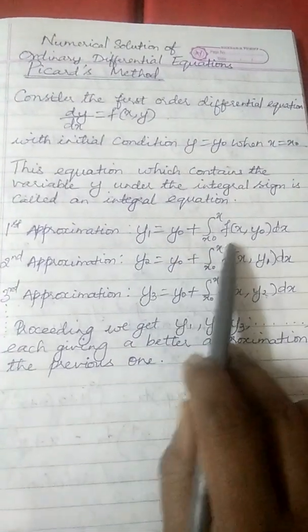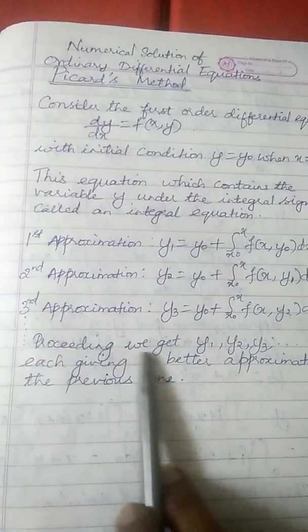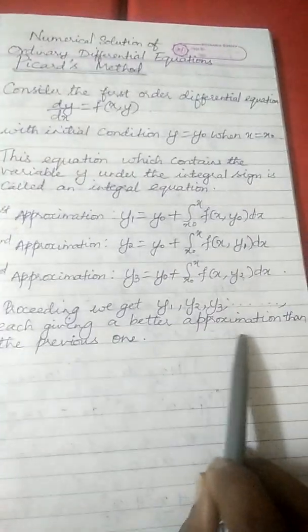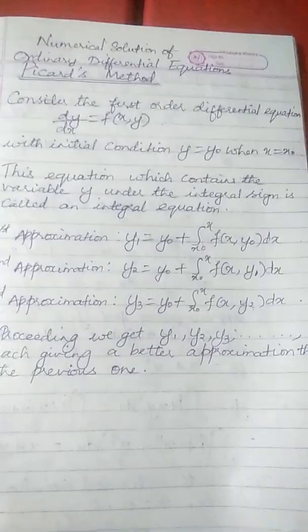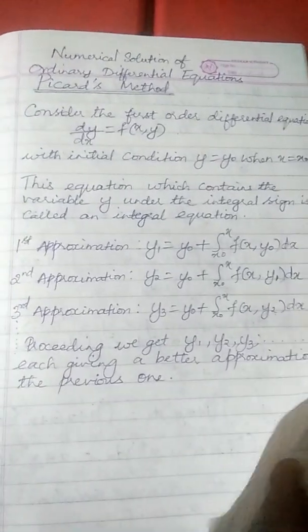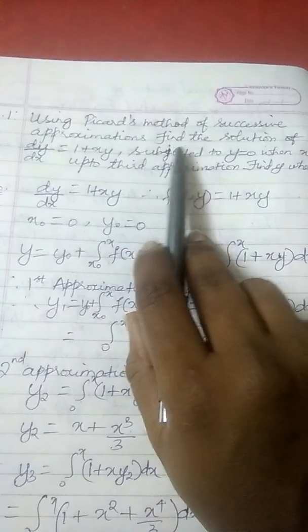Each of the y1, y2 will be a function of x. Proceeding, we get y1, y2, y3, etc., each giving a better approximation than the previous one. So this is Picard's method. Now let's see how to solve problems using Picard's method of successive approximations.